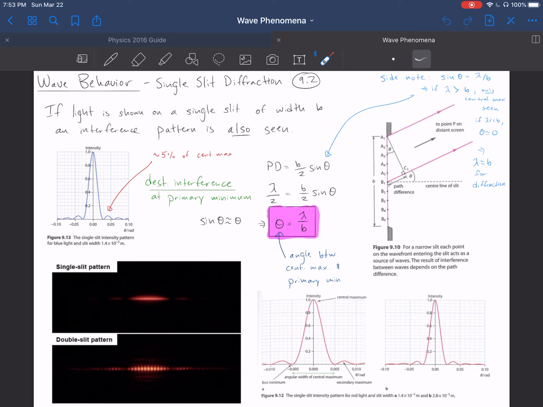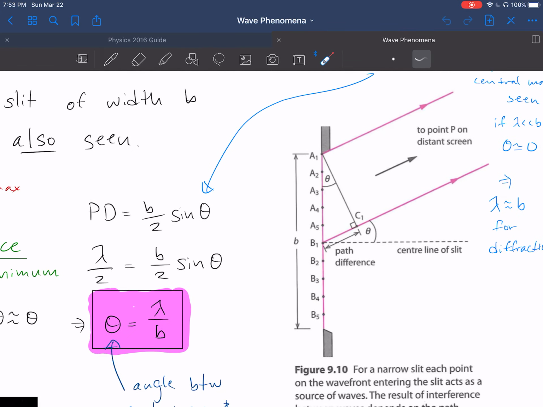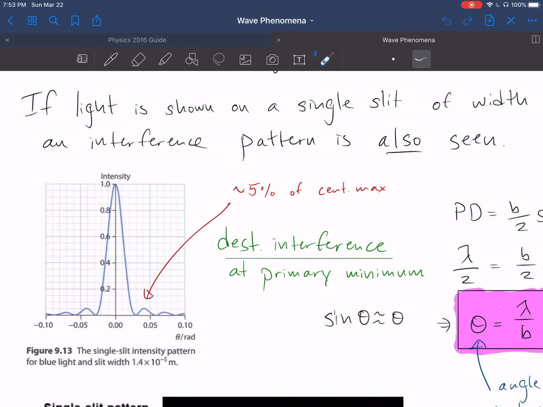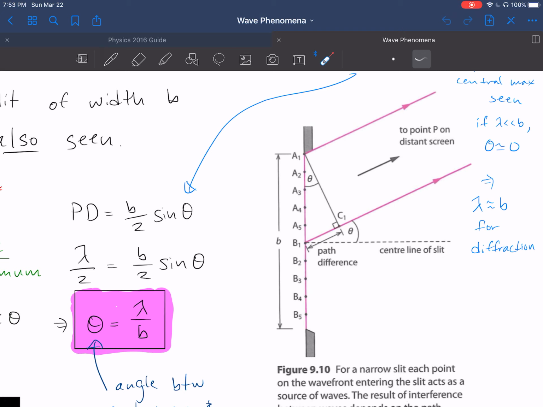To do that, we're going to zoom in on this diagram right here. Okay, and what we're going to focus on is the point where you get that primary minimum. So the first point over here on this graph where that intensity is 0. Okay, that happens due to destructive interference rather than constructive interference. So that raises the question, what exactly is destructively interfering?